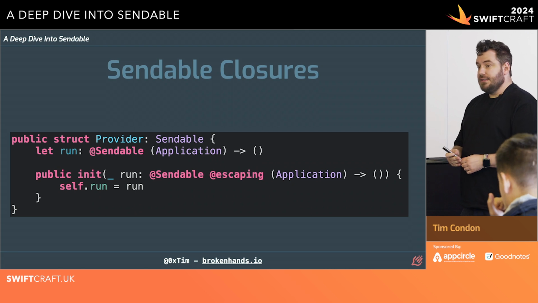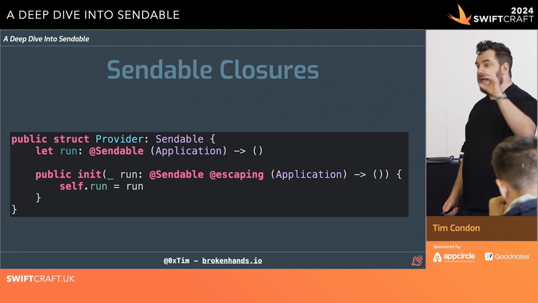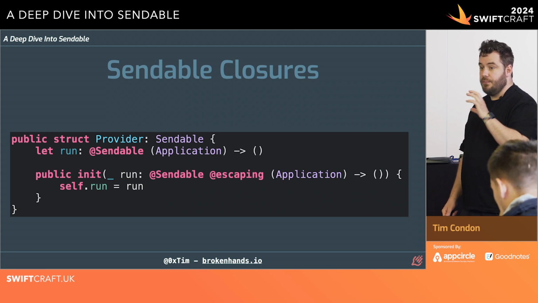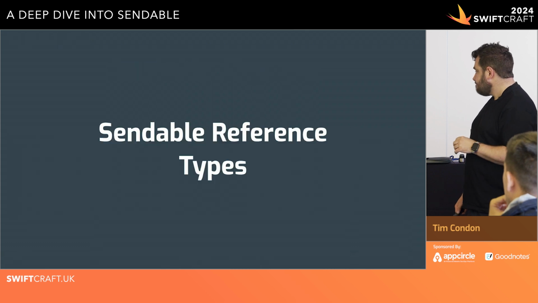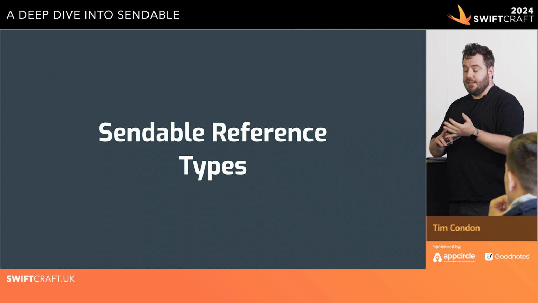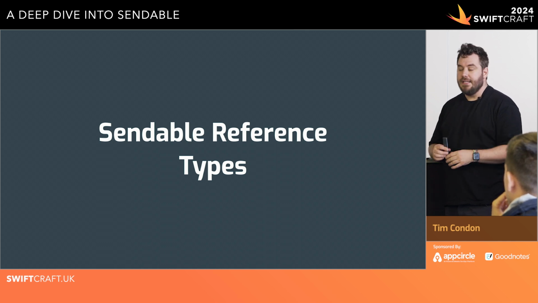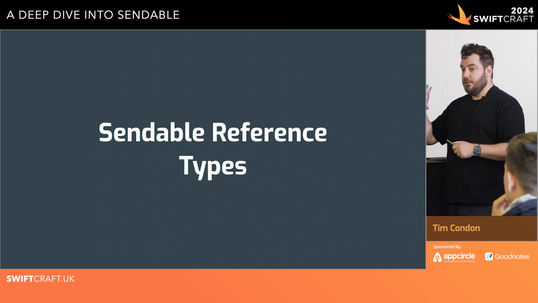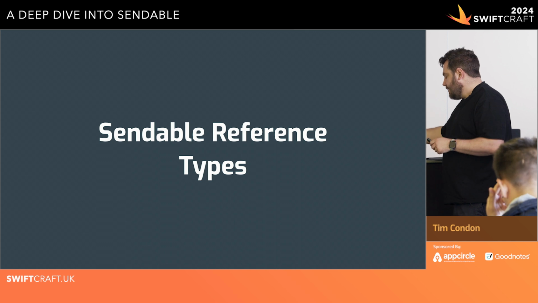Closures can also be marked as sendable, as can functions with @Sendable. And this will ensure that any data passed into those closures or into those functions are properly isolated and are safe, and you'll get warnings if not. And that's generally the easy way. So value types, enums, structs can all be marked as sendable. Very easy. That's all you need to do. But I haven't really talked about reference types yet. And there's kind of a reason for that.